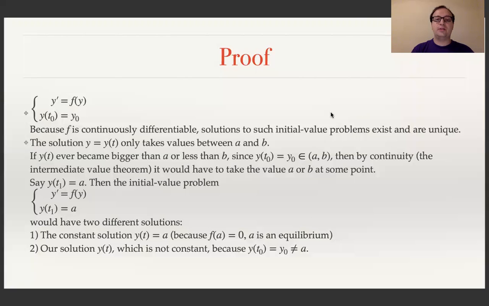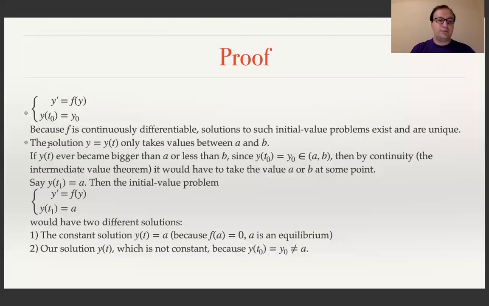The proof is relatively straightforward, and it's based on the existence and uniqueness theorem for solutions to this ordinary differential equation. So because the function f is continuously differentiable, solutions to these sorts of initial value problems, y prime is equal to f of y and y of t0 is equal to y0, exist and are unique. So for each t0 and y0, there exists a unique solution.